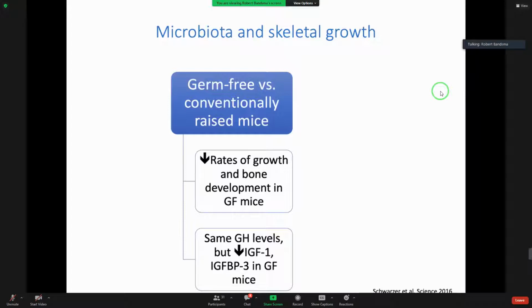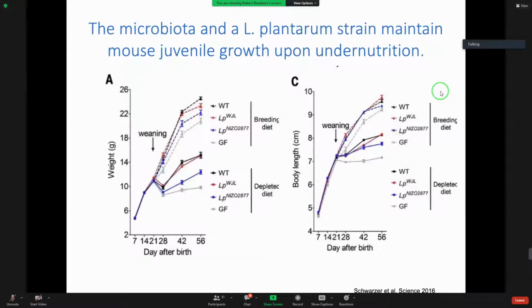So they saw in germ-free mice that yes, there was decreased growth, and that was related to decreased levels of these hormones, the hormonal axis. But then they did something interesting. They gave one specific probiotic, in this case, Lactobacillus plantarum, so a Lactobacillus species.